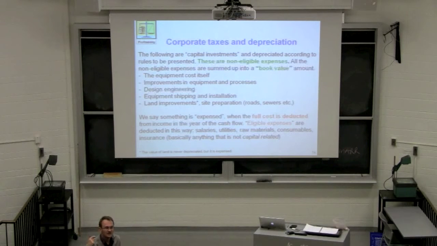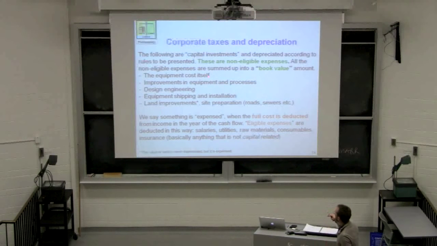Okay, so the government says, well, that distillation column is not only of value to you this period, it's also going to give you value next period and the period after. I'm still going to let you reduce your income with depreciation, but I'm going to let you do it in a controlled declining manner. And I'll show you how that looks now.